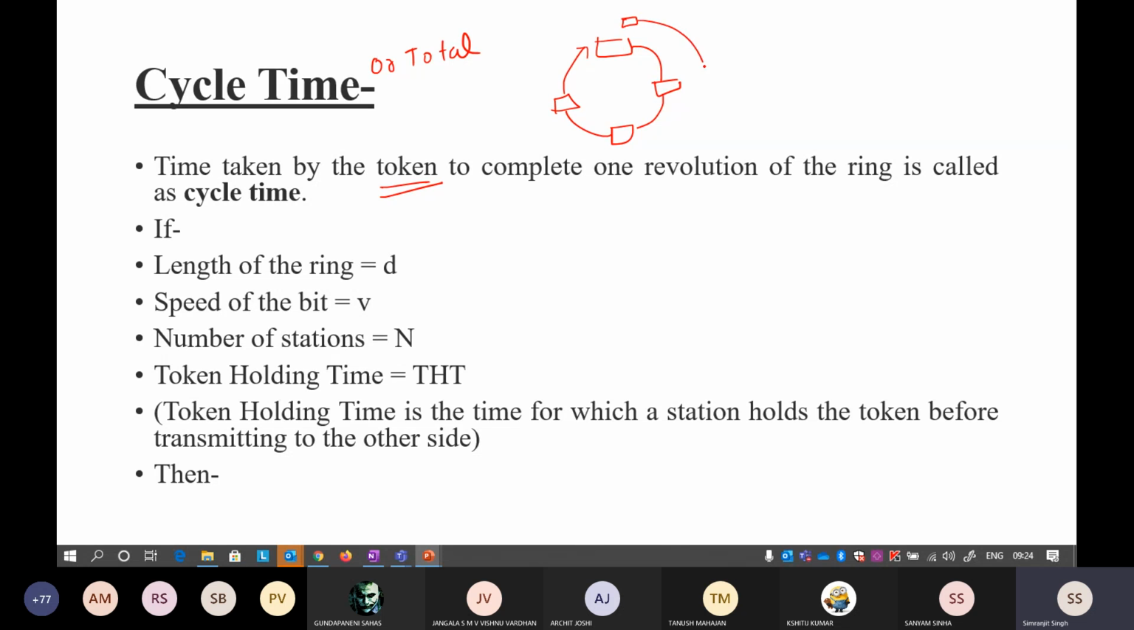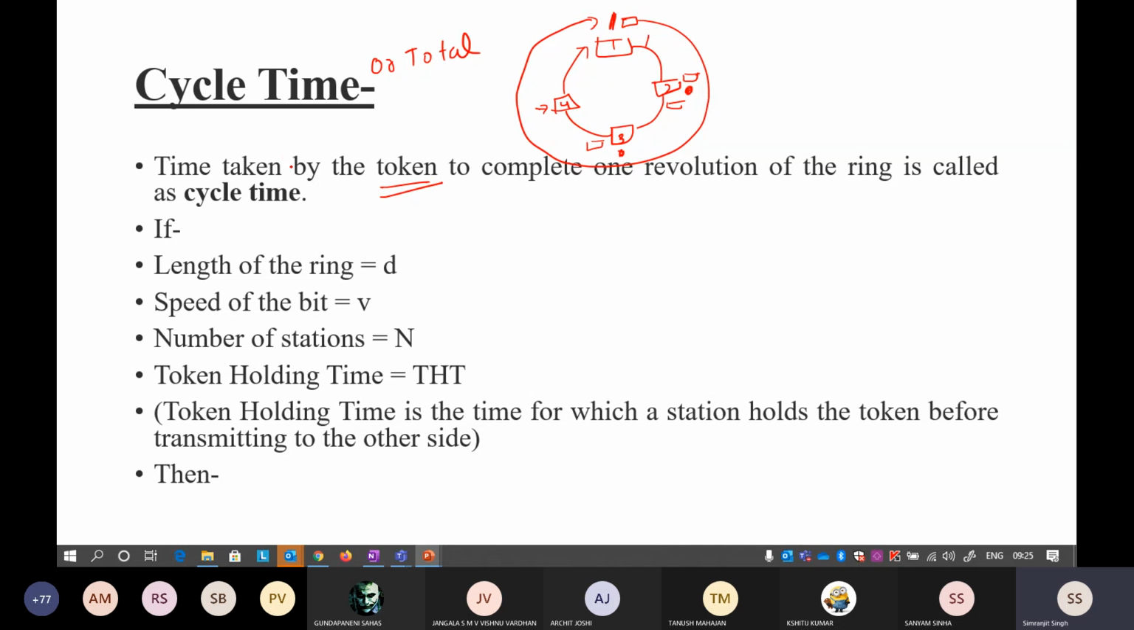Suppose the token is here and it has to complete one revolution and come back again. If the token travels from here to reach here again, it means every station will get the token at least once. Suppose station one has got the token and it has released some packet, after that two will also get its turn, and it will hold the token for some amount of time if it transmitted. For 3 also it will get some amount of time, and it will release its own packet, and 4 will also get its turn, till the token reaches the same place.